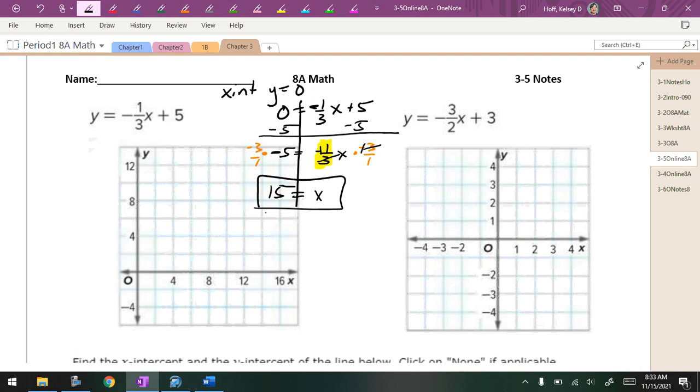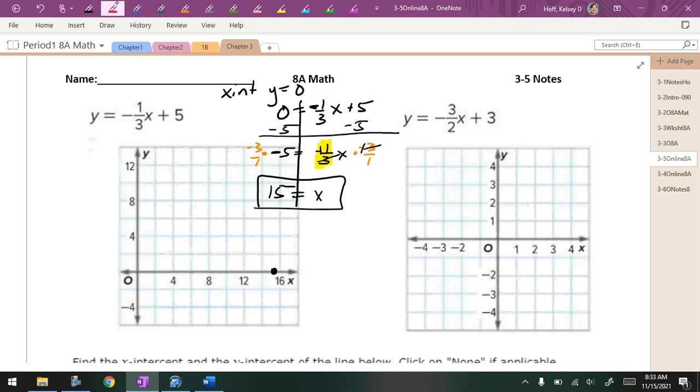So on your x-axis, now we got to be careful here. Look at how they're counting. Where is 15 on the x-axis? Behind or in front of? In front of, right? It's smaller.